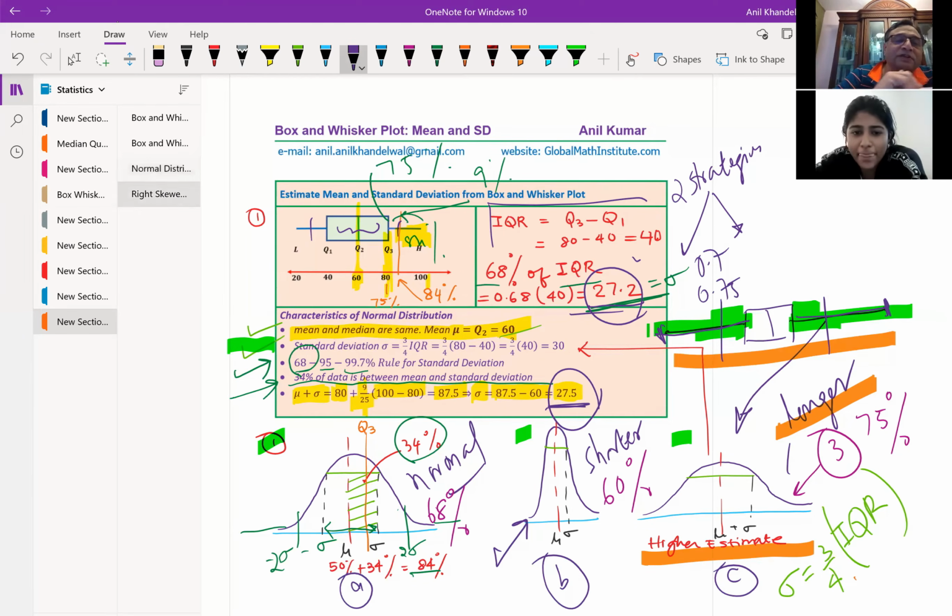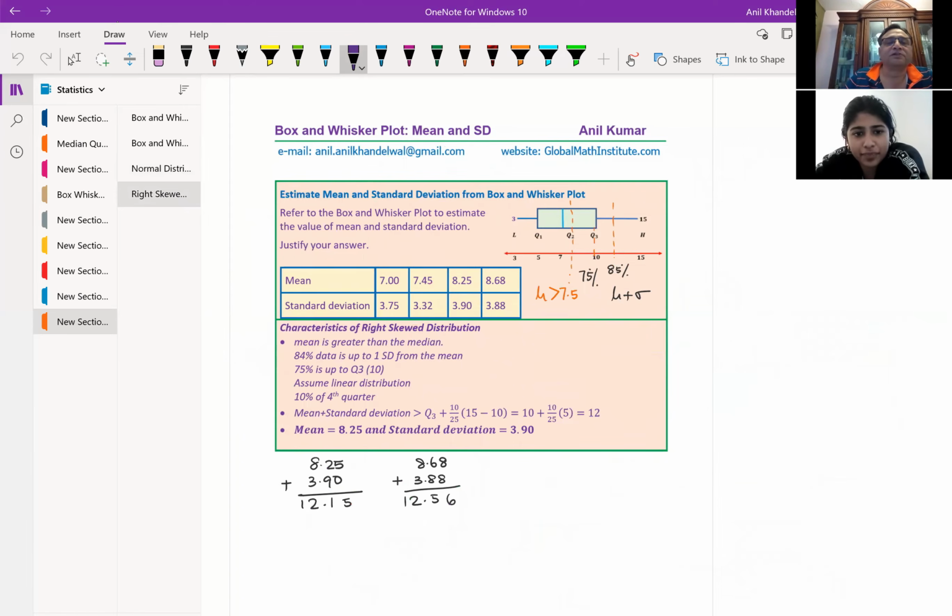Now, let's look into the right skewed diagram. So this picture shows you a box and whisker diagram where definitely we have a much longer right whisker. That means the data here is distributed more towards the right. So it is kind of like this. Do you understand?